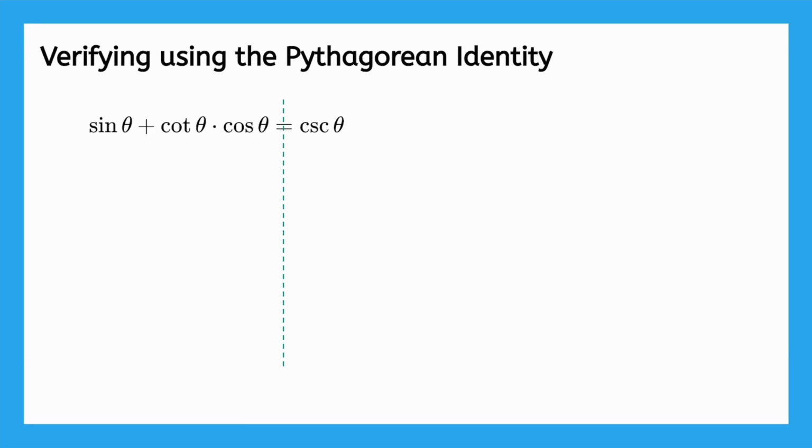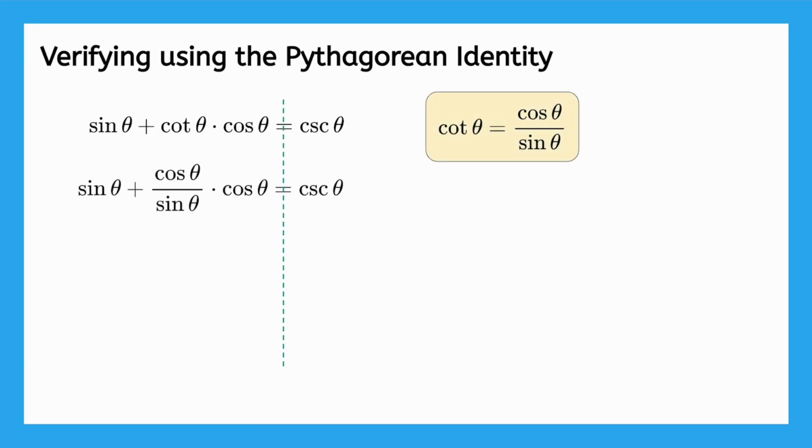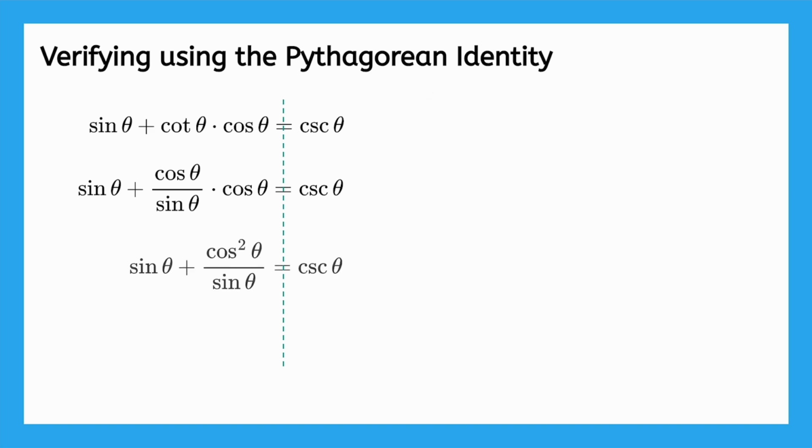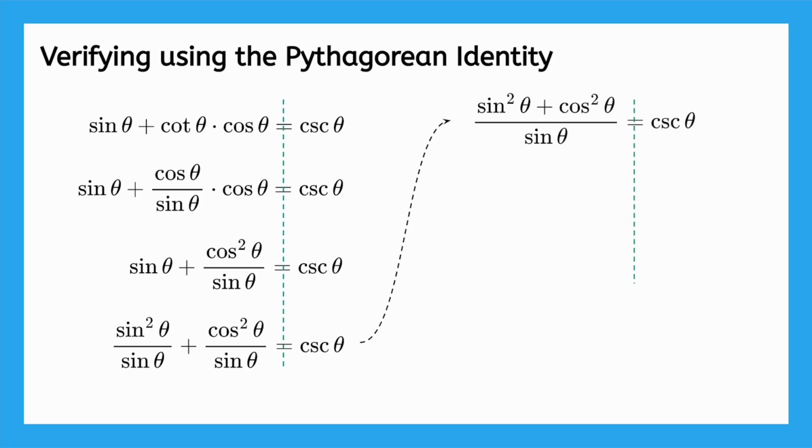Starting on the left side, we can first rewrite cotangent theta as cosine theta over sine theta. Then we can simplify a bit and get sine theta plus cosine squared theta over sine theta. In order to add here, we will need a common denominator, which in this case is sine theta. This leads us to the sine squared theta plus cosine squared theta over sine theta.